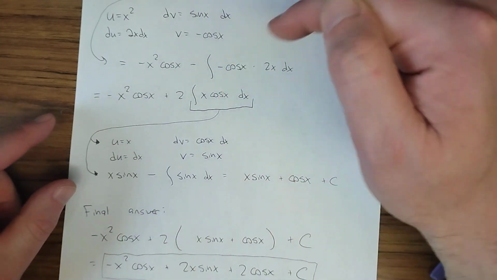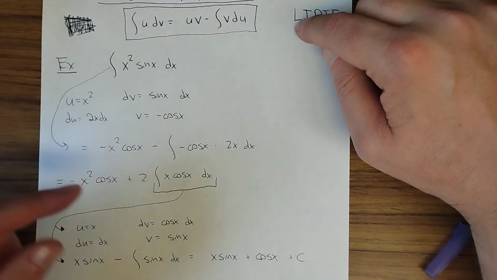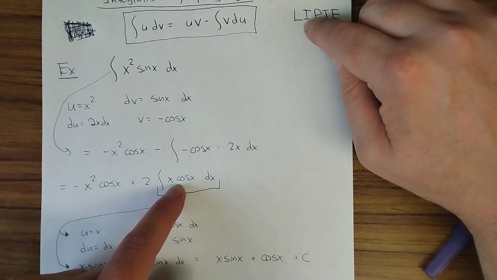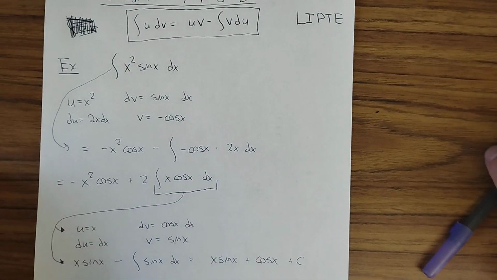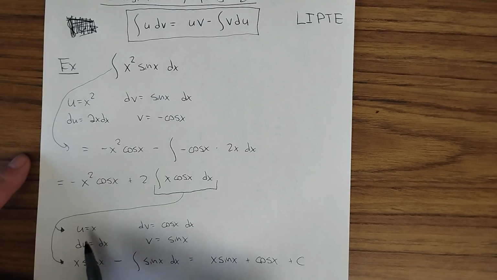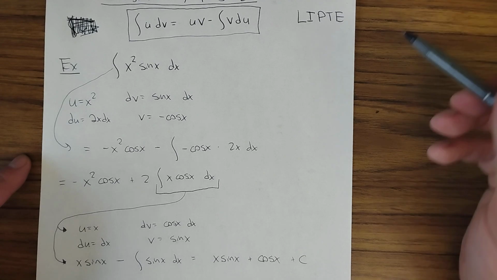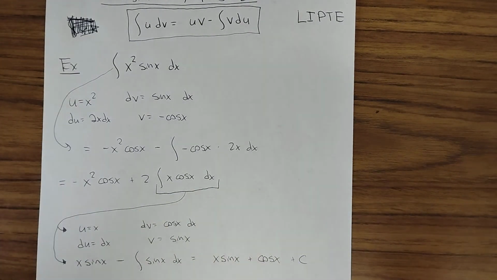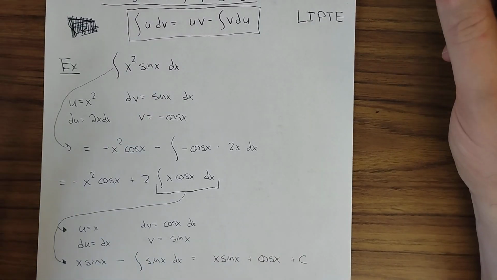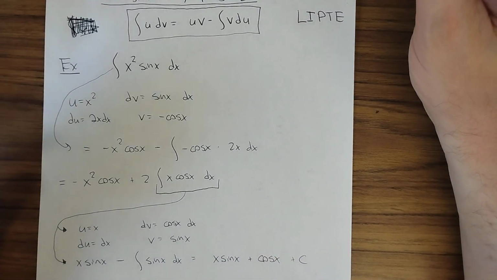So I look at this, and I run through my list of priorities again. I don't see any logarithms here. I don't see any inverse trig. I do see a power of x, which is this x. So u is going to be x, dv is the rest, so it's the cosine and the dx. du is just, well, the derivative of x is 1, so du is just dx. v is the antiderivative of cosine, which is positive sine.